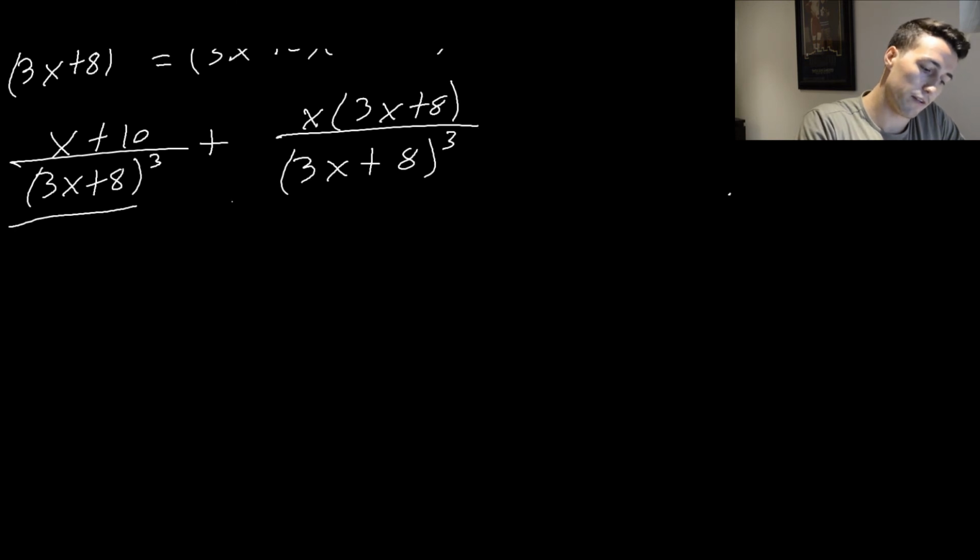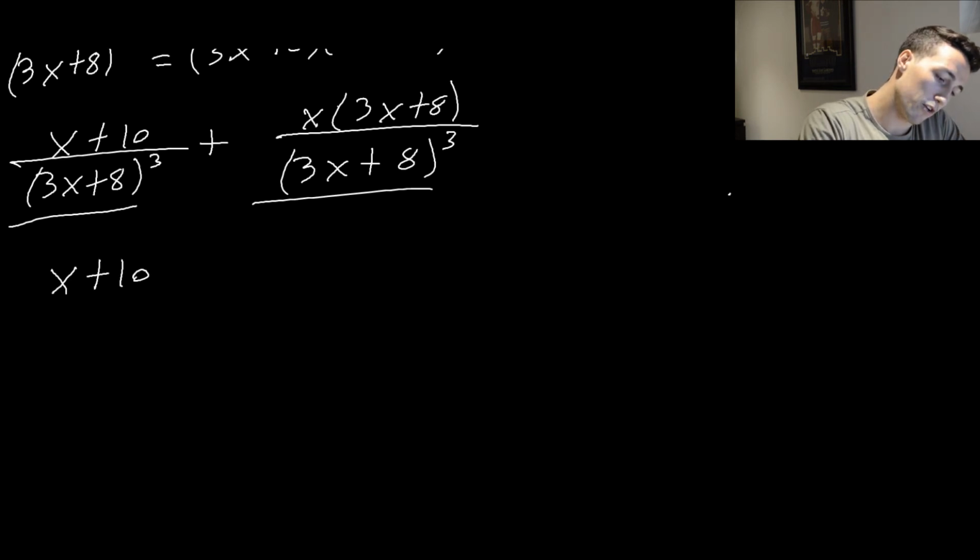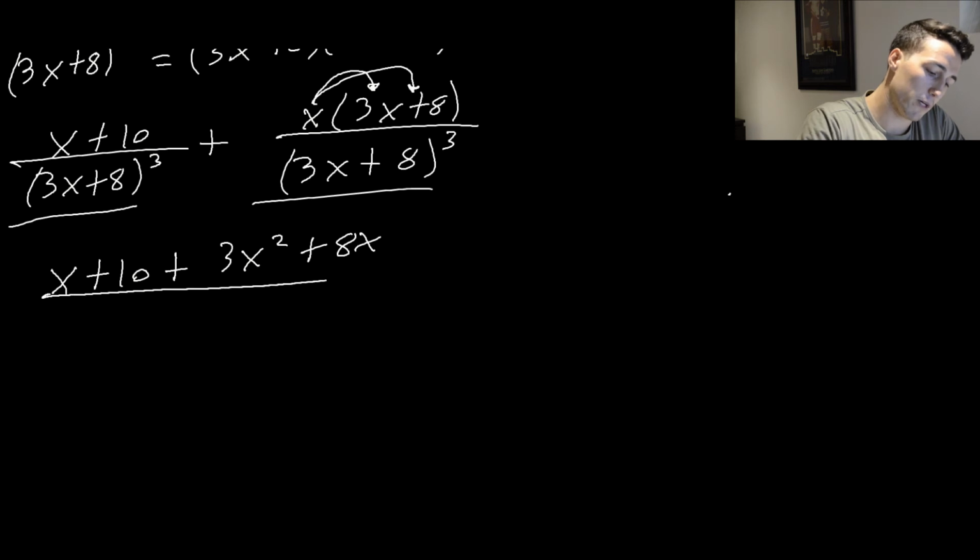Now, since these have the same denominators, we can put them over one, just have them as one fraction. So we can write x plus 10, and then I'm going to expand this part out. So I'm going to say plus x times 3x, which is 3x squared, plus 8x. And that's all going to be over this 3x plus 8 cubed term.